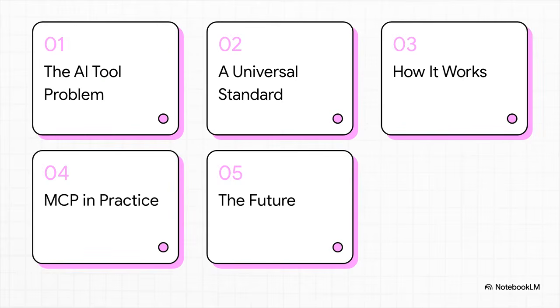We'll start with the big problem that makes AI tools so difficult to build. Then we'll see how MCP is a universal standard to fix that. We'll look under the hood at how it works, see a real example, and finally, dream a little about what this means for the future.